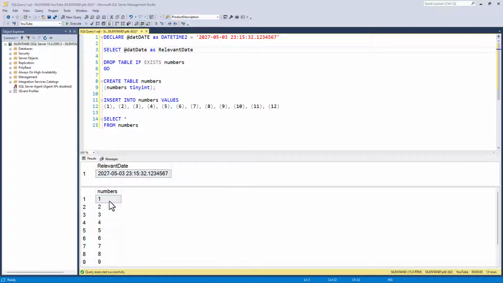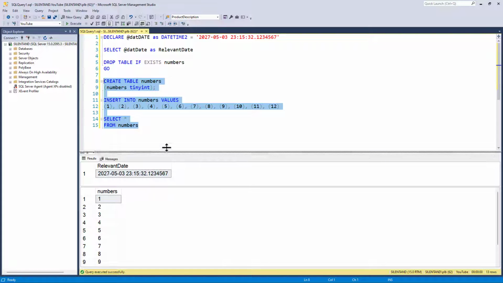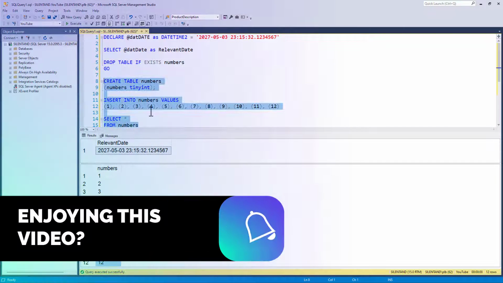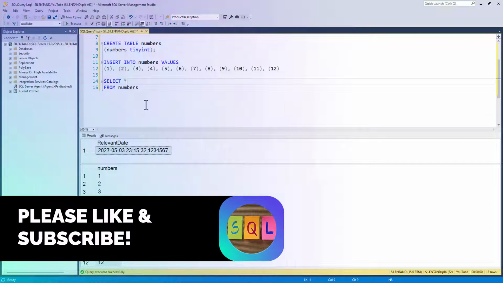So what we need to do is get the right month. And to help us, I've created this little table, which has got the numbers 1 to 12. So what I need to do is to categorize them into quarters. So I want these first three to be in quarter one, quarter two, quarter three, and then the last three in quarter four. So let's see how we can do this.